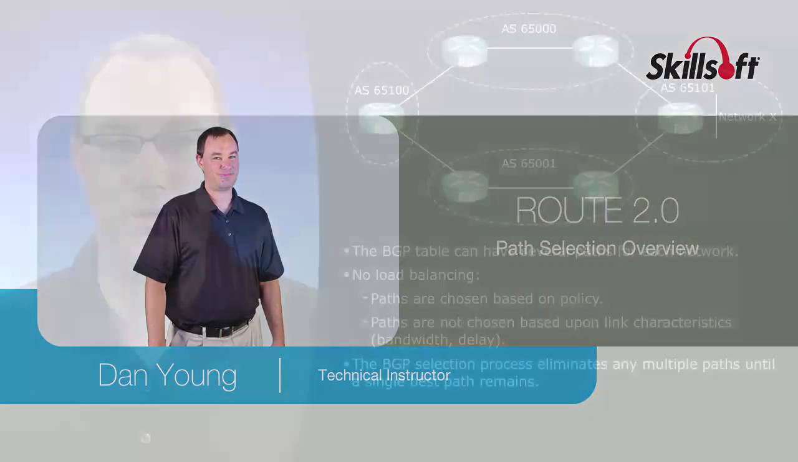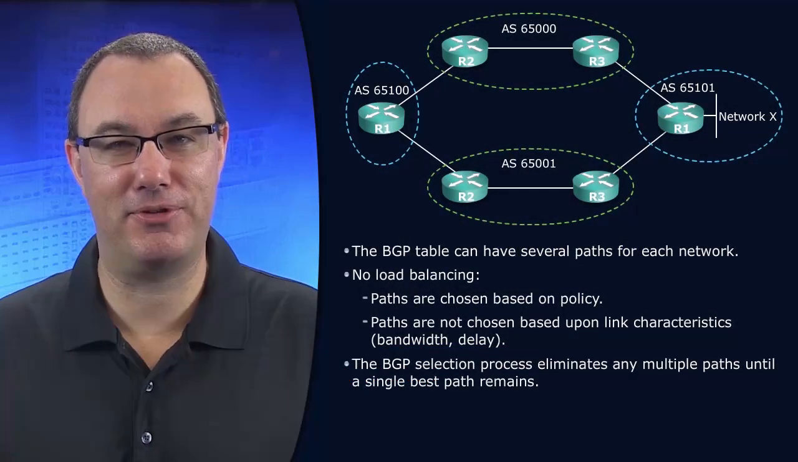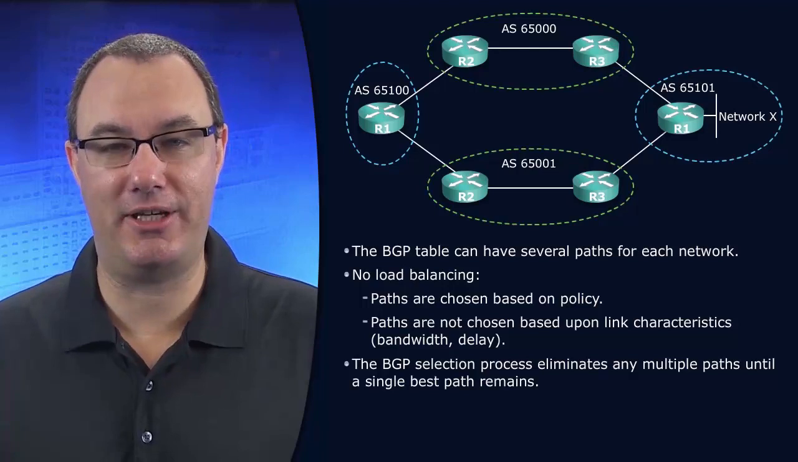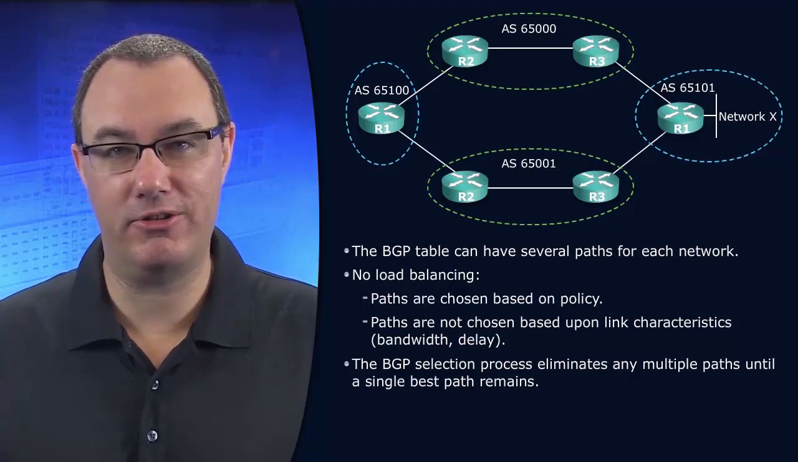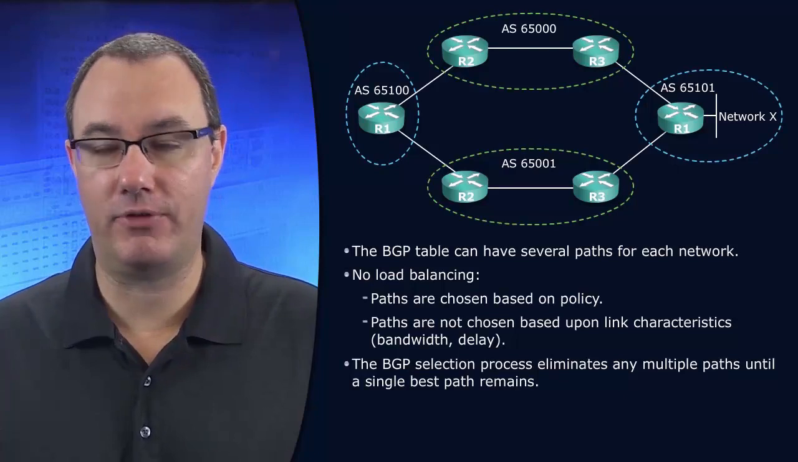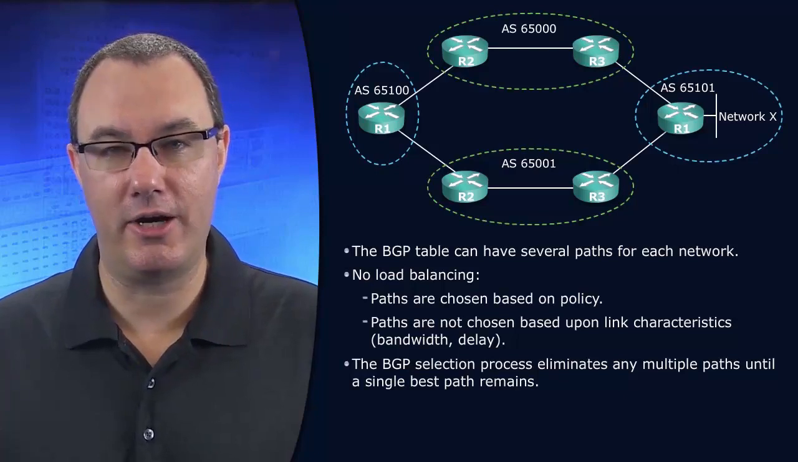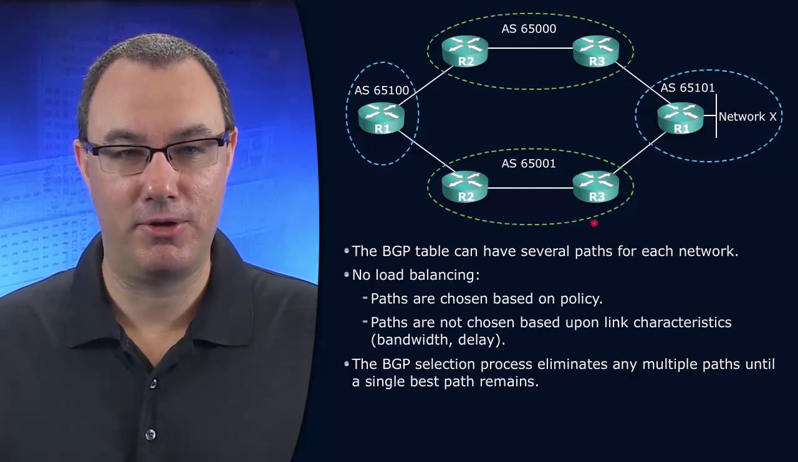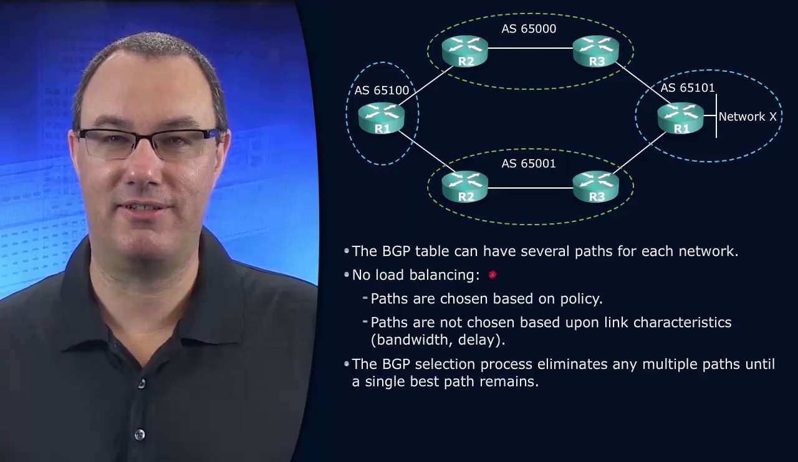Border Gateway Protocol is unique when it comes to load balancing. Think about load balancing of your IGPs. EIGRP is arguably the best with the variance feature. OSPF and the rest of the IGPs come in a close second. But when it comes to BGP, we see no load balancing.